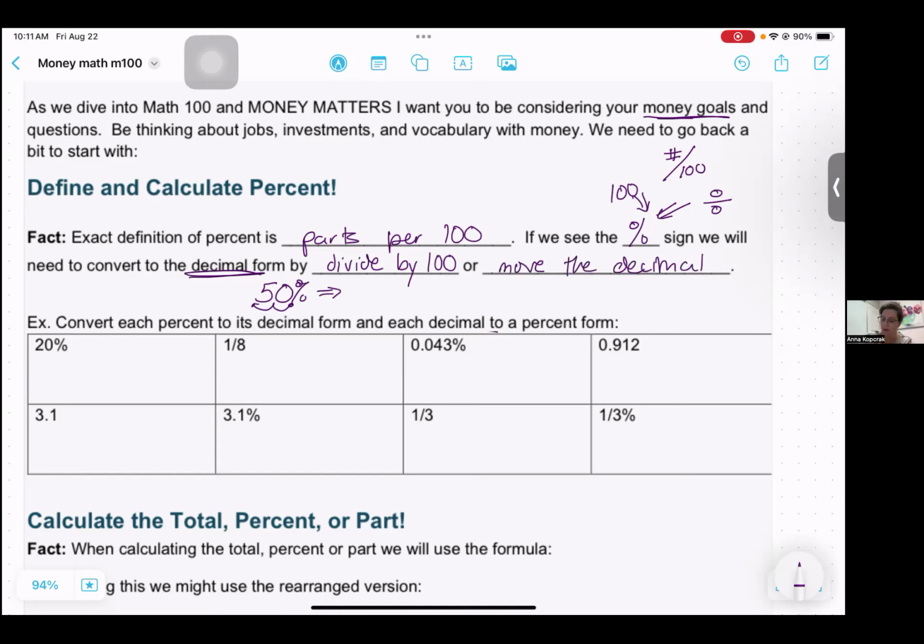Okay, so 91.2%. All right, I'm actually going to go ahead and leave these next 4 for you to complete and try on your own.